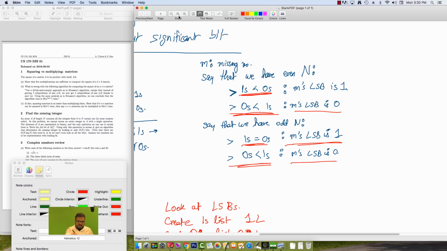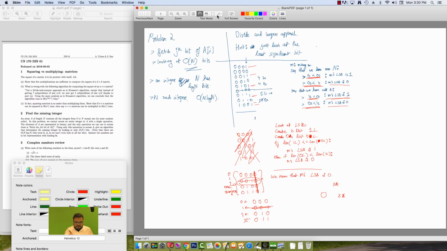So let's look at the big picture here. There are a few things happening, right? First, we look at the least significant bit. And then we have these 4 cases, right? Based on the least significant bit, we wrote this pseudocode. Okay, so this pseudocode told us m's least significant bit.